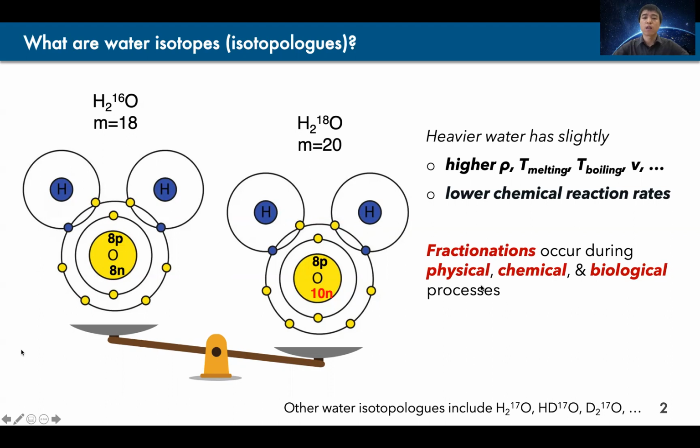What are those? Take evaporation as an example. The heavier water is harder to evaporate. So during this evaporation process, the vapor will have relatively less H2-18O than the liquid. So that's the fractionation.